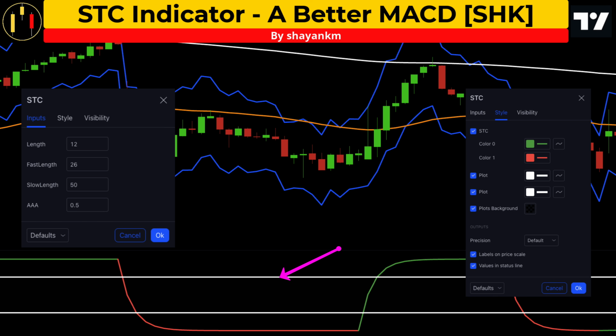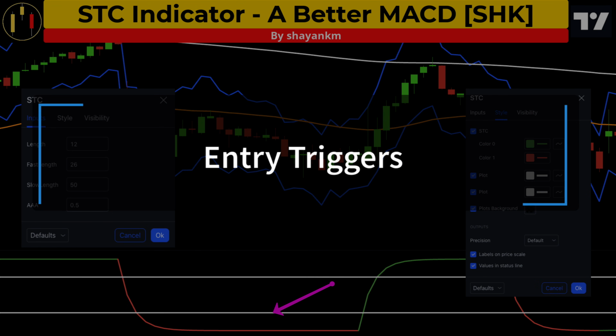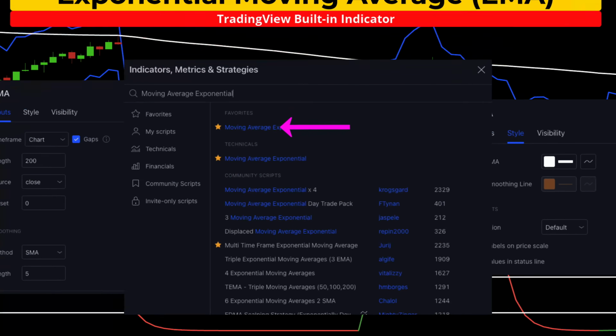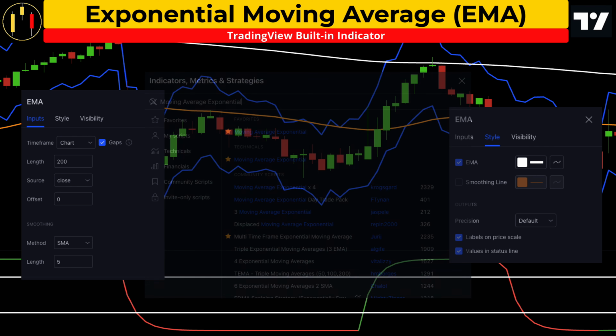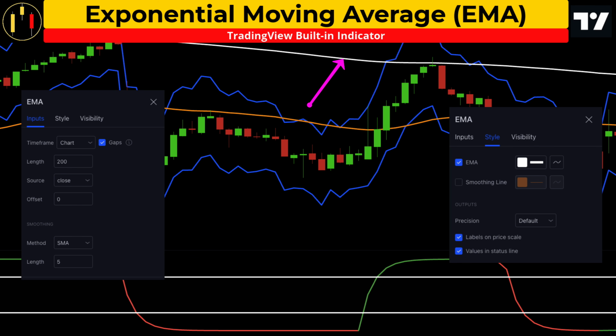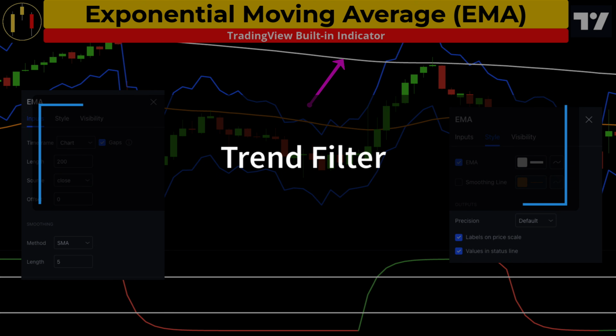This is an oscillator, and the top white line is the 80 level and represents an overbought market, and the bottom line is the 20 level and represents oversold. In the Swift Schaff, this indicator will provide entry triggers. The second free TradingView indicator is the exponential moving average. The length will be set to 200 and colored in white. The 200 EMA will be used as an overall trend direction filter.